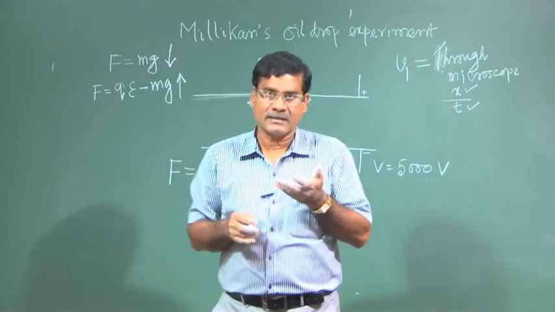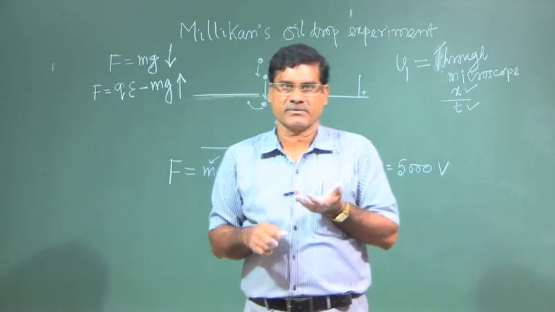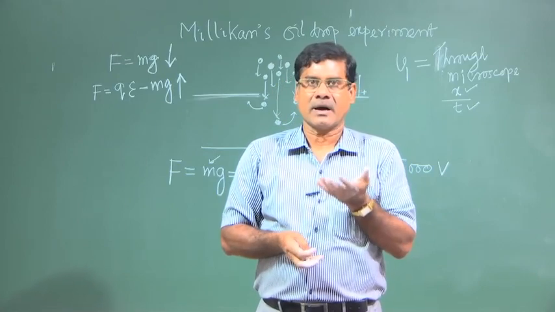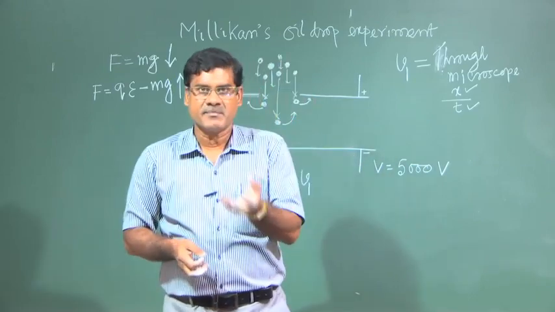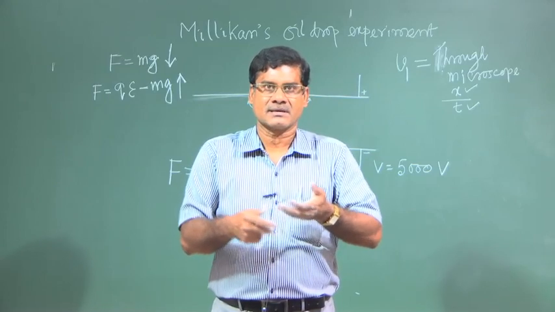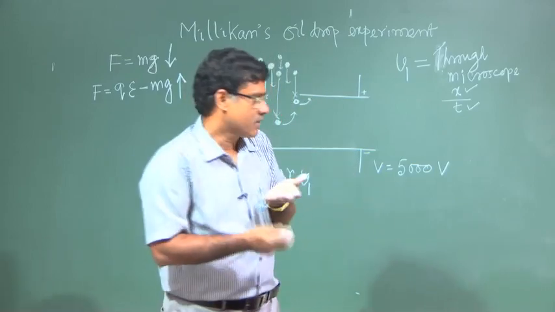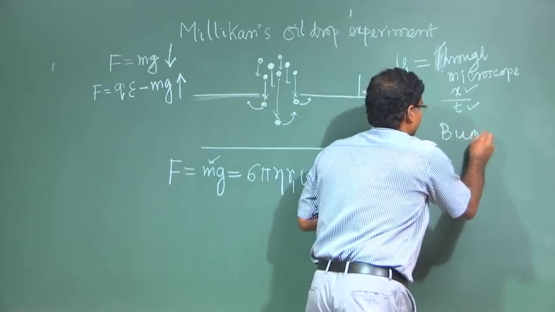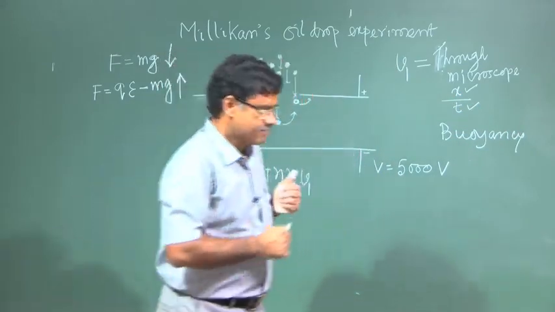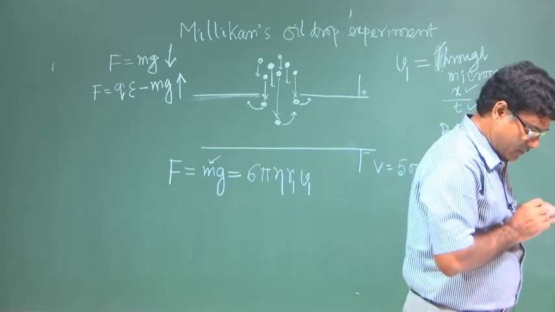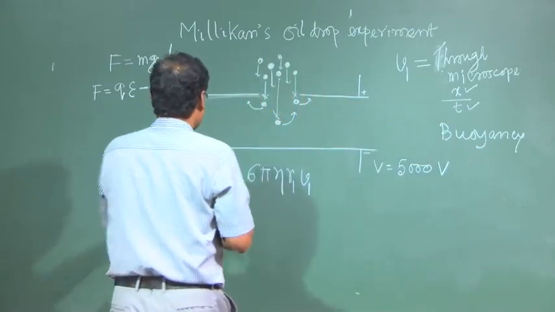What is this m here? Here m I have written is basically the effective mass of the oil drop. Why? You know Archimedes' principle. Whenever a particle is in a medium, easy to understand with a liquid, it loses weight because of buoyancy. The buoyancy force is upward, basically. In this case the medium is air. So this is the effective mass m.